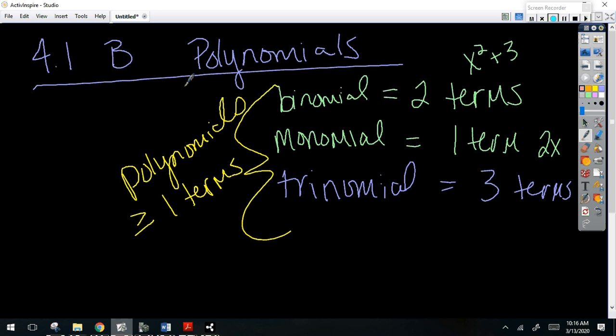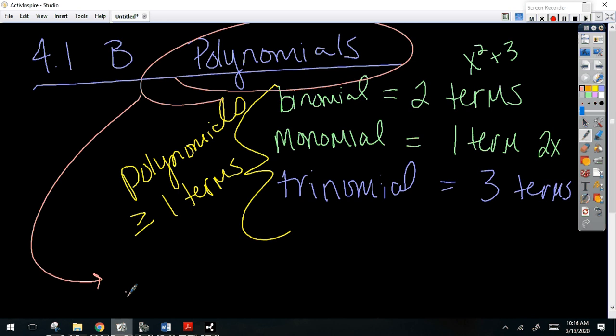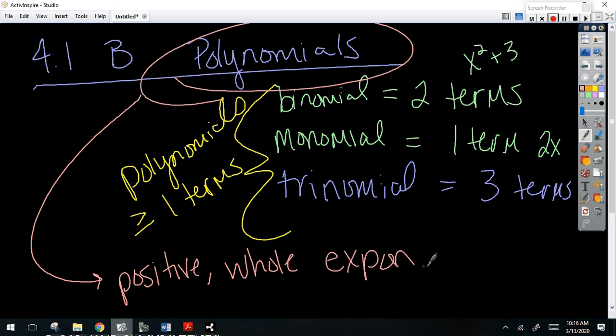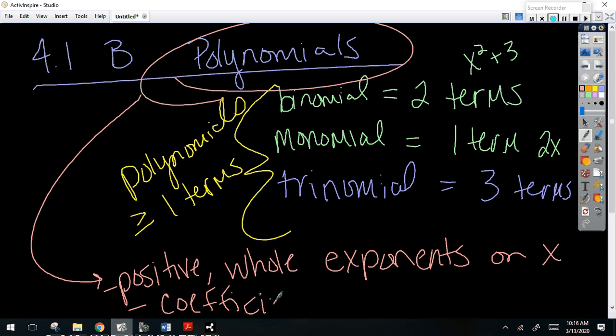Okay, so by definition, a polynomial, besides its terms, must have positive whole number exponents on x. And all coefficients must be real.